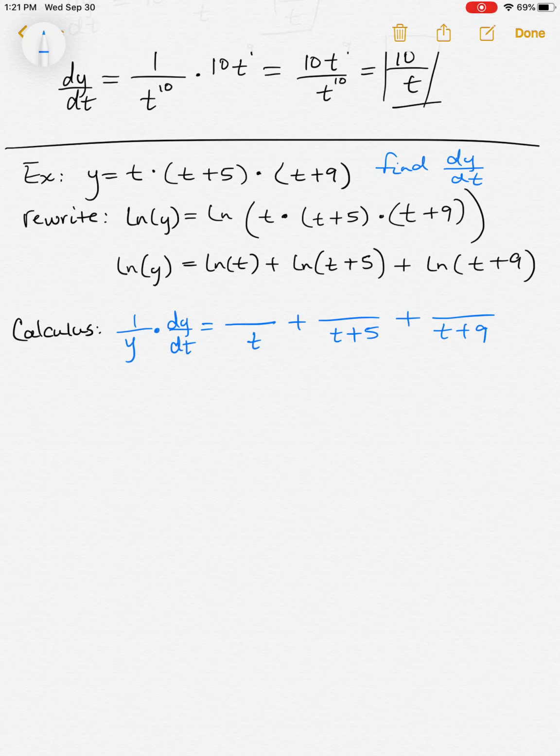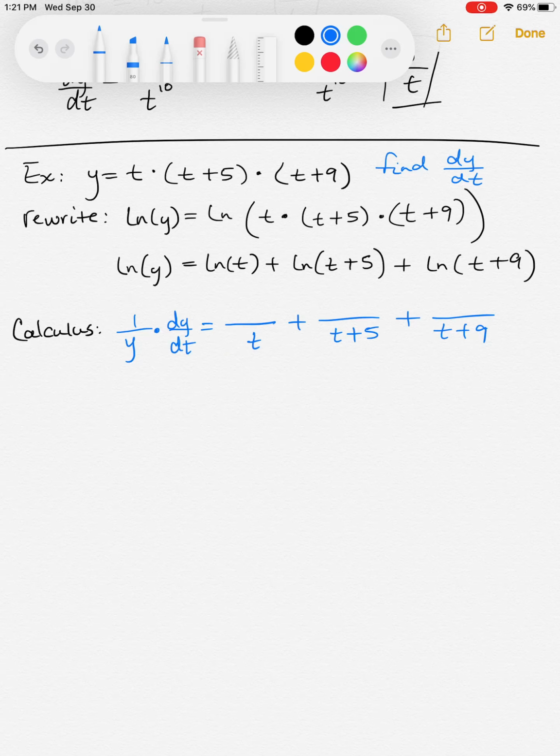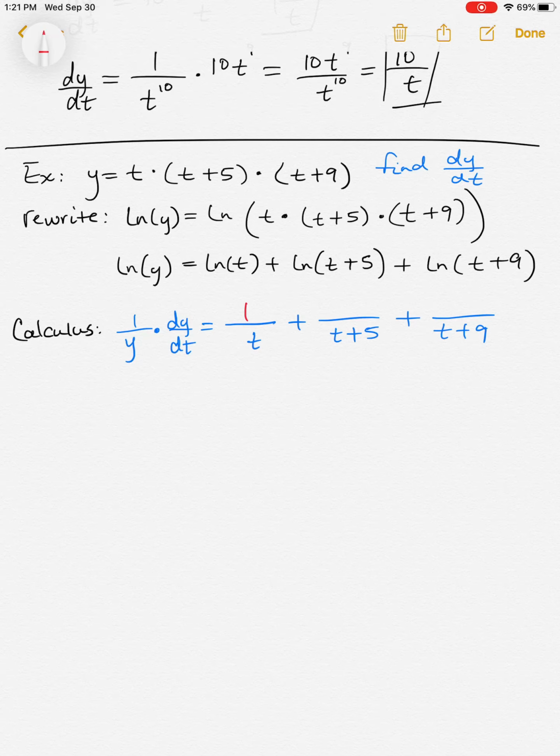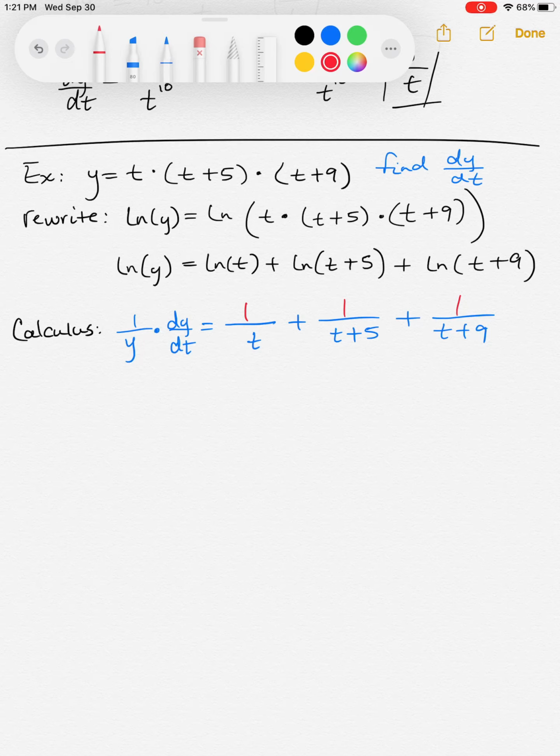Now, going back, watch this move. What's the derivative of t? 1. Derivative of t plus 5, 1. Plus the derivative of t plus 9, 1. We're about to be finished with this problem. This problem would have been a mess if we weren't using log properties. Do you see how many times we would have to use the product rule or multiply all that stuff out?